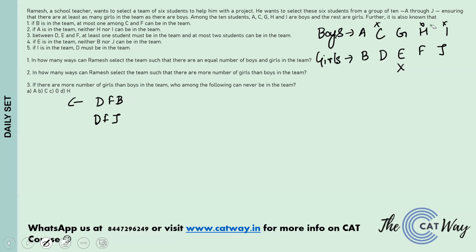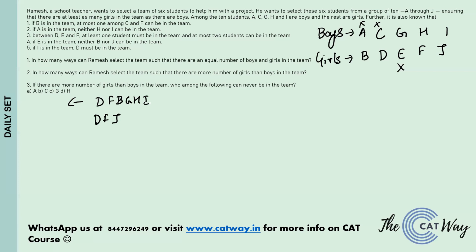So out of H and I, someone has to be there. Now A is also gone. C was already gone. A is also gone. Then what do we have? We need three boys, so the three boys are G, H, I, and they have to be in the team. A is out from this team. Now let's move ahead.